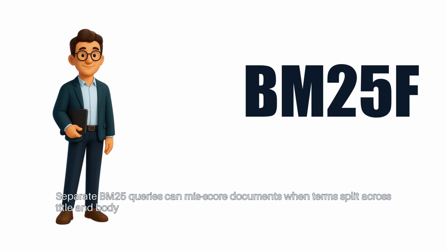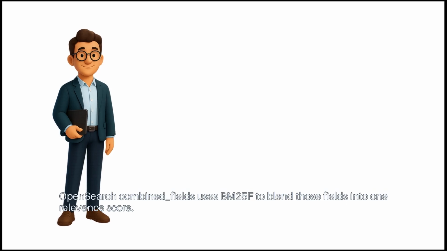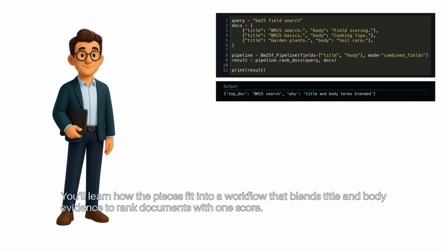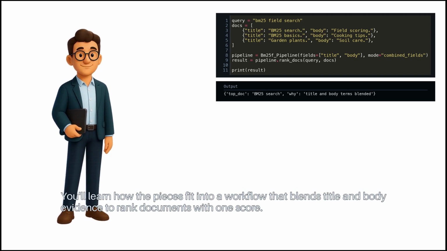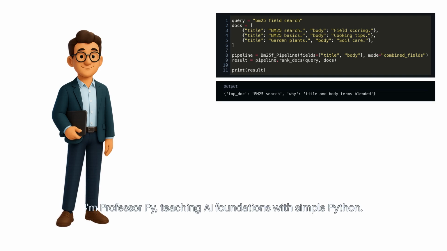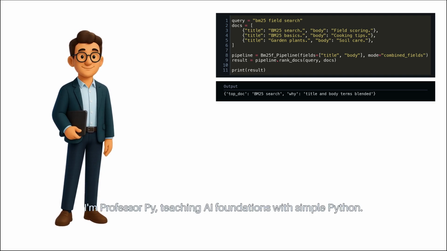Separate BM25 queries can misscore documents when terms split across title and body. OpenSearch Combined Fields uses BM25F to blend those fields into one relevance score. You'll learn how the pieces fit into a workflow that blends title and body evidence to rank documents with one score. I'm Professor Pi, teaching AI foundations with simple Python.